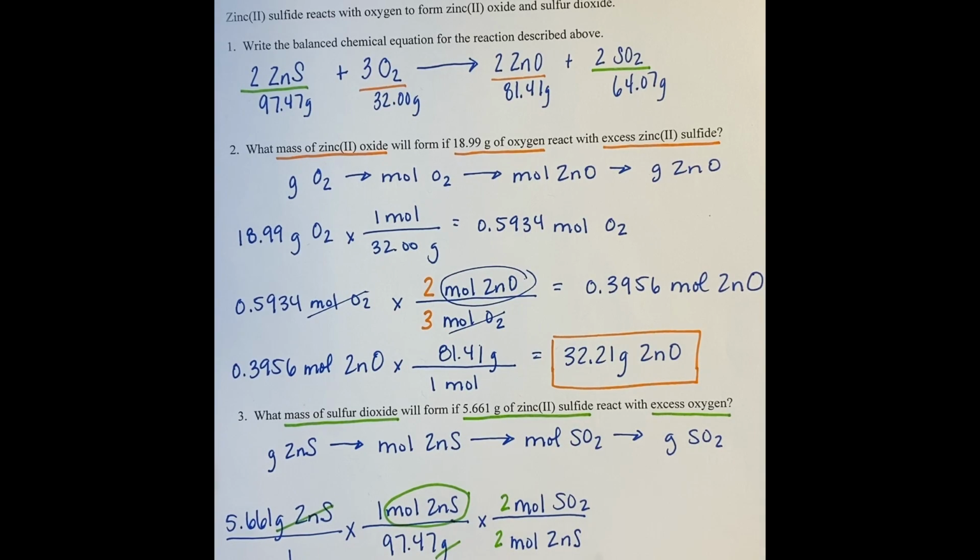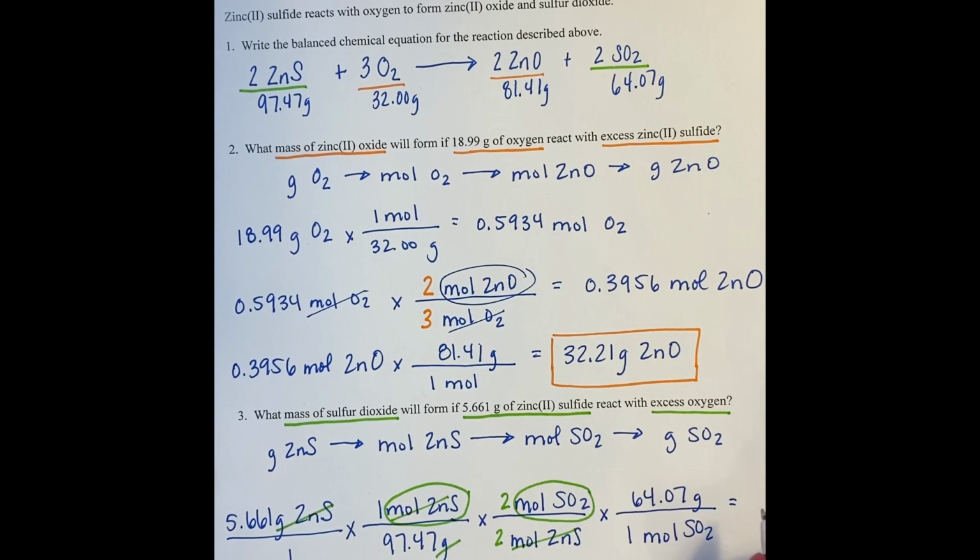At this point in my conversion, my units of moles of zinc sulfide cancel, and I have units of moles of sulfur dioxide. From there, the last thing I need to do is convert to grams. We know that 1 mole of sulfur dioxide has a mass of 64.07 grams. When you do the calculation for all of the steps, you should come up with a final answer of 3.721 grams of sulfur dioxide.